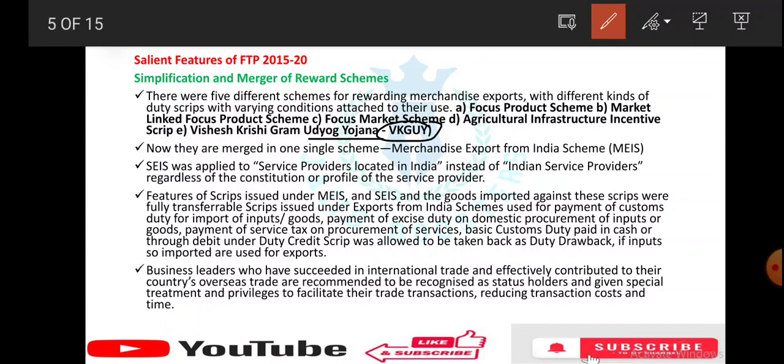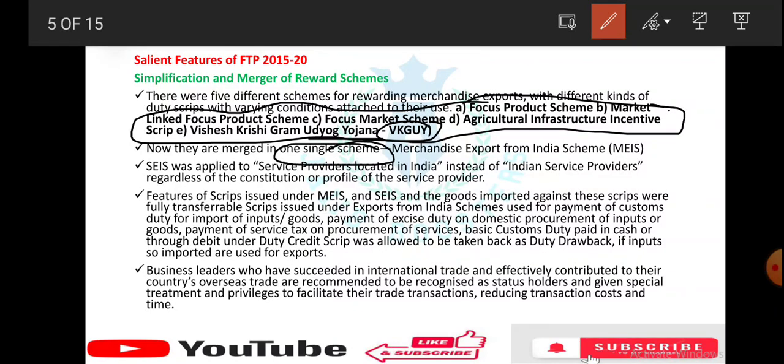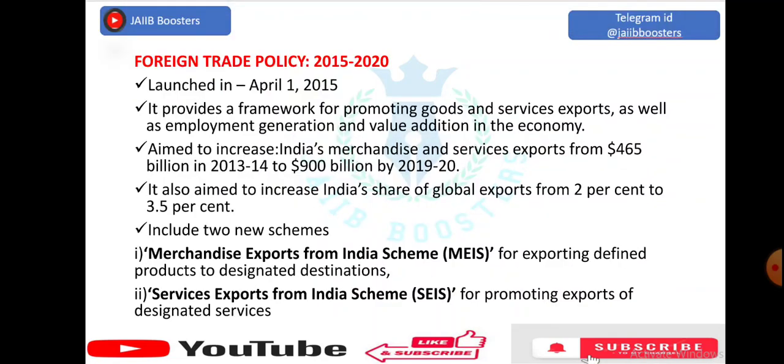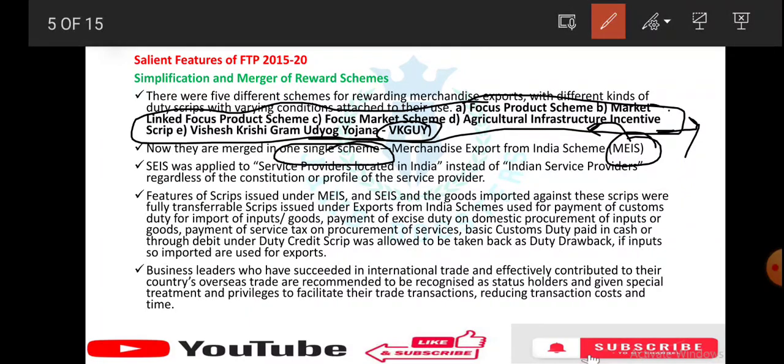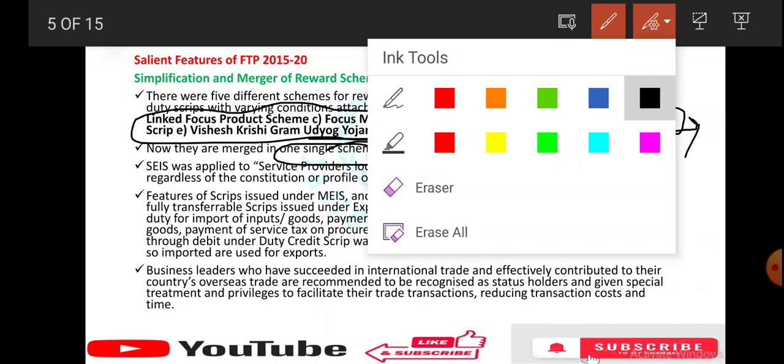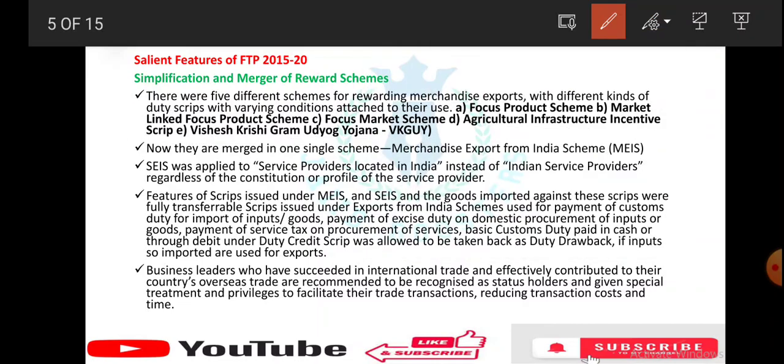Now, these five merged into one single scheme. What is that single scheme? MEIS. What we have learned there is exporting products to designated destinations, right? These five schemes have merged into one, MEIS. SEIS was applied to service providers located in India instead of Indian service providers.